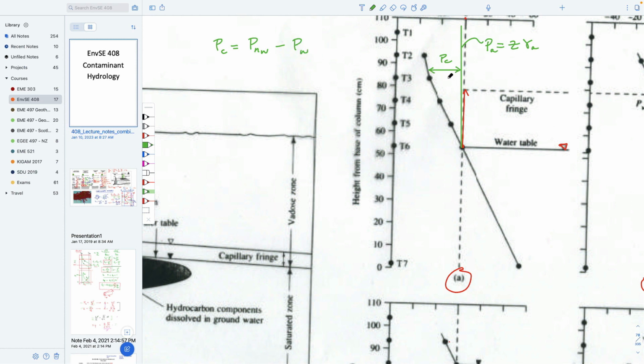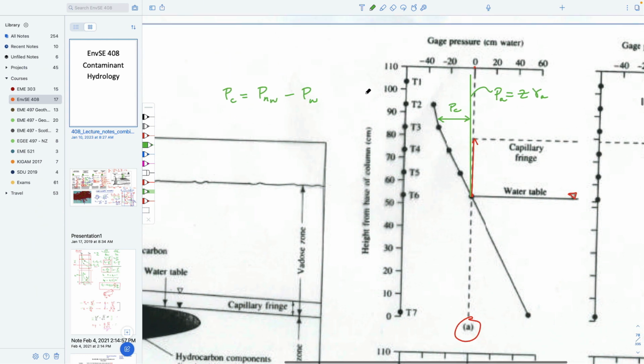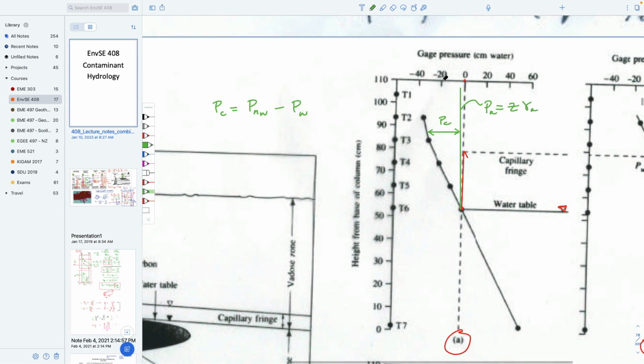So that's what this difference is here. The water pressure is negative, negative centimeters of water. The air pressure relative to this point is negative. It's decreasing as you go up. It's not actually negative, but it would be relative to gauge pressures at this point. And so this represents a positive value of capillary pressure.